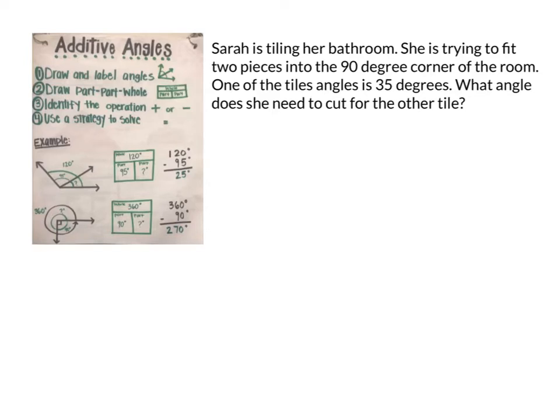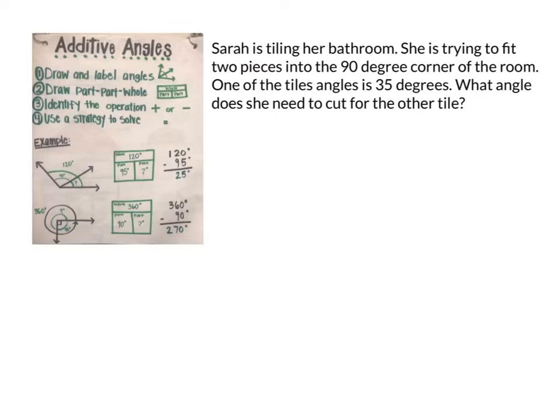So first thing I want to do is picture what's going on and visualize the problem, because we are not given a picture. Sarah is putting new tiles in her bathroom. She's trying to fit two pieces into a 90-degree corner of the room. So I'm picturing a bathroom, and in the corner on the floor, there's a 90-degree angle, right? A perfect square corner.